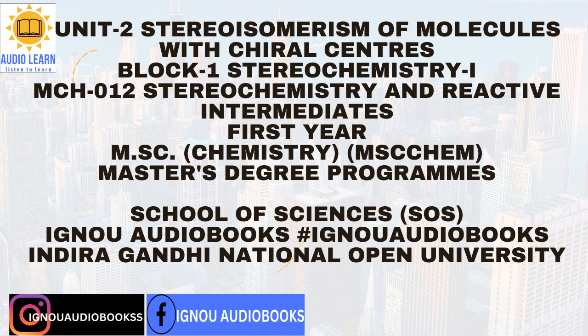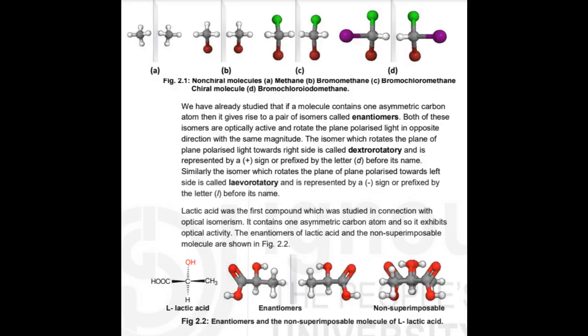2.2 Molecules with one chiral center. In the previous unit, we have discussed asymmetry and chirality. You would recall that an asymmetric carbon atom has four different groups attached to it. If one such carbon atom is present in a molecule, then the molecule becomes chiral, and this carbon atom is called a chiral center. Due to this, stereoisomerism is generated in the molecule, hence it is also called the stereogenic center.